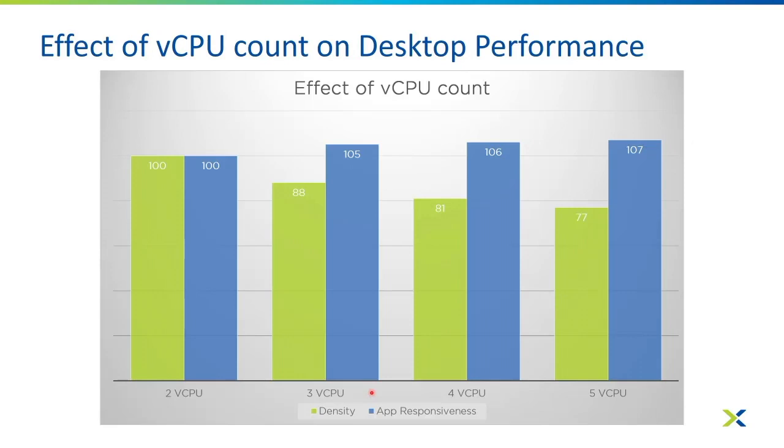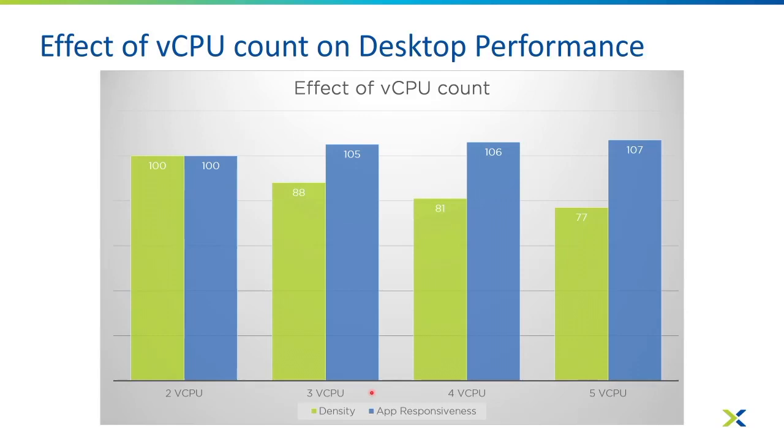So, the effect of the virtual CPU count on desktop performance. Now, I've spoken to a few customers over the years where they all have their own definition of what they consider to be a standard desktop. I've seen examples of 4 vCPU, 6 vCPU, or 8 vCPUs. That's their standard Windows desktop. So a Windows 10 desktop with 8 vCPU. That's a bit of overkill.